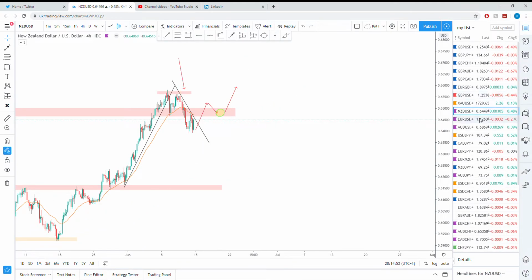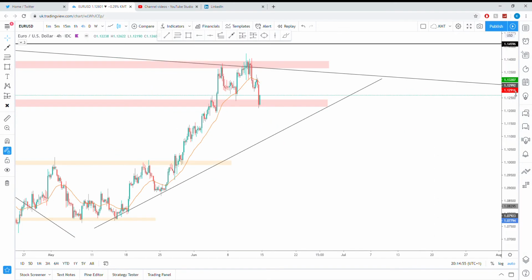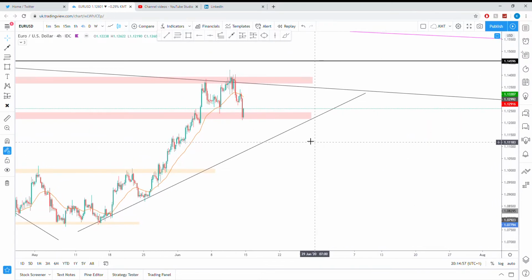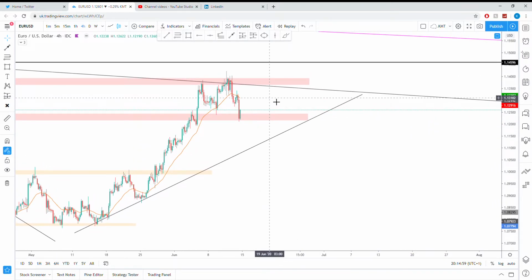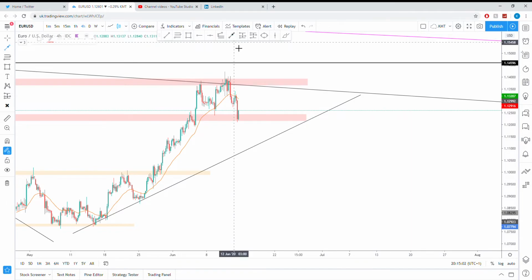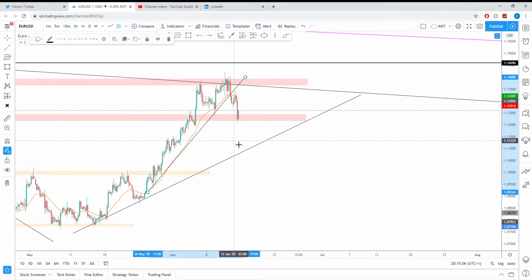Okay, so moving on to Euro US dollar. We're looking at just a bit more of a waiting game. I mentioned this in the premium group that we could be looking at a potential reverse.